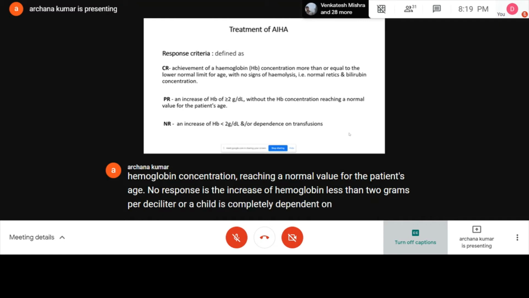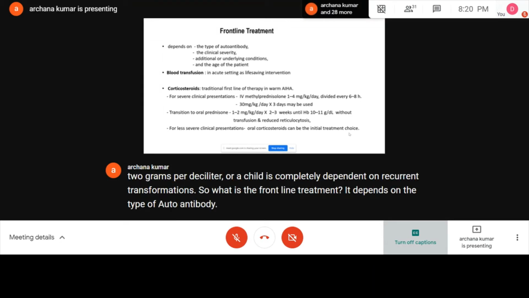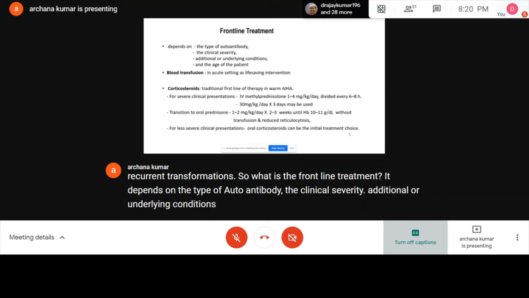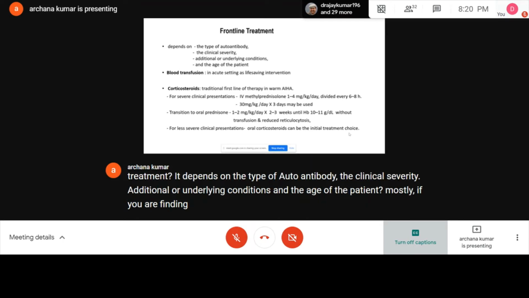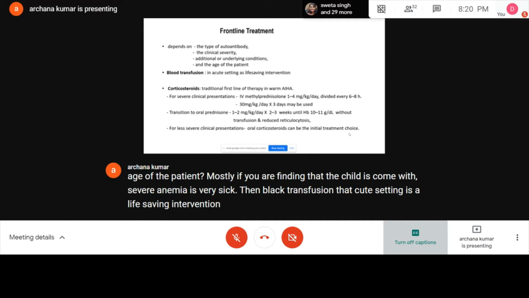No response is an increase of hemoglobin less than 2 grams per deciliter, or a child is completely dependent on recurrent transfusions. So what is the frontline treatment? It depends on the type of autoantibodies, the clinical severity, additional or underlying conditions, and the age of the patient. Mostly if you are finding that the child has come with severe anemia, is very sick, then blood transfusion in the acute setting is a life-saving intervention. And I will not talk about it. I'll leave it to Dr. Nishant to talk about this.